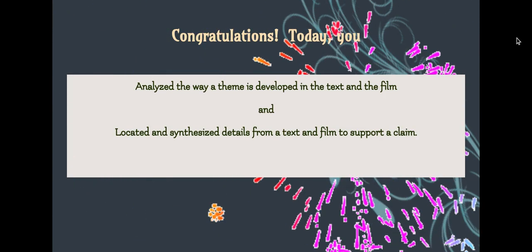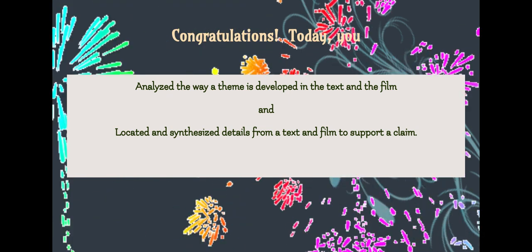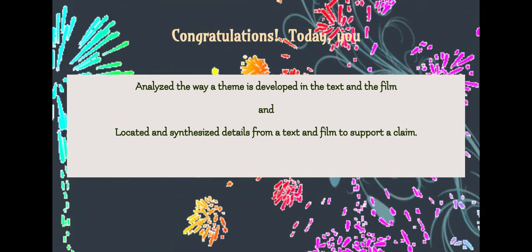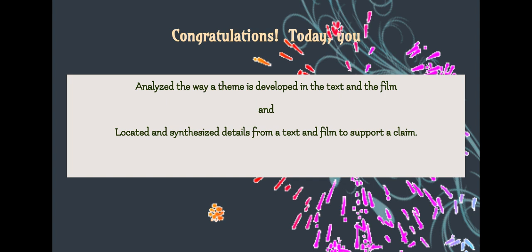Congratulations! You have completed Section 5, Lesson 2 of the Romeo and Juliet unit. In this lesson, you analyzed the way a theme is developed in the text and the film, and you located and synthesized details from a text and film to support a claim.